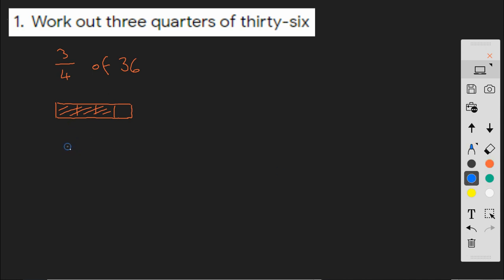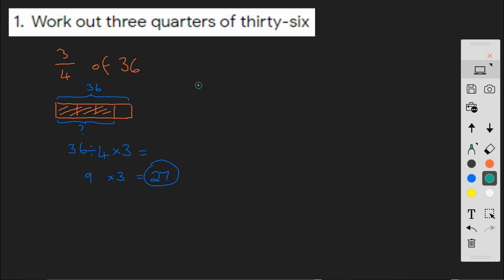First of all, I took my box and I divided by 4. So let's imagine that our box is this whole 36. My step 1 was to divide 36 by 4. And what I'm after is 3/4 of that box, so I want 3 of these quarters. So that's 36 divided by 4, which is 9, times 3, which is 27.